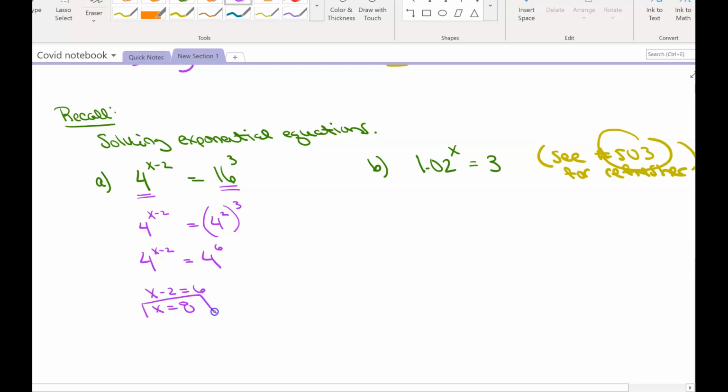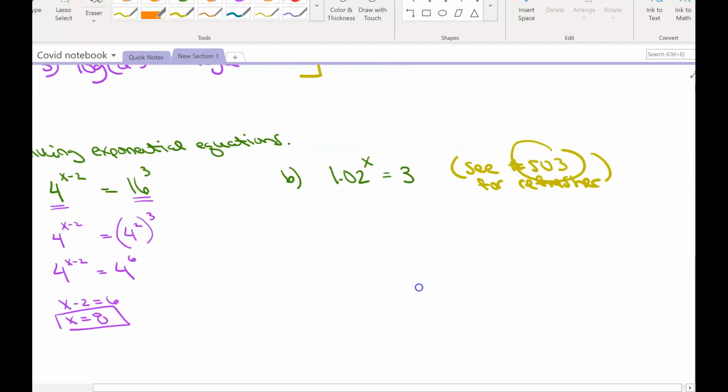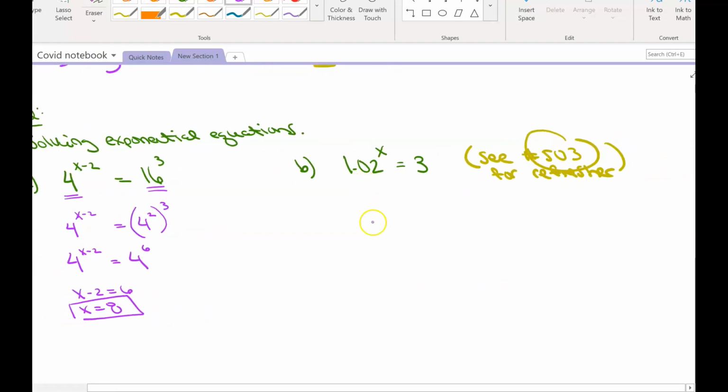Okay, a little refresher. And then we got into this world. It's like, oh man, what if you have an exponential equation where, for example, 1.02 and 3 do not share the same base? And what we did back then was, what did we do? Do you remember? We rewrote these, right?